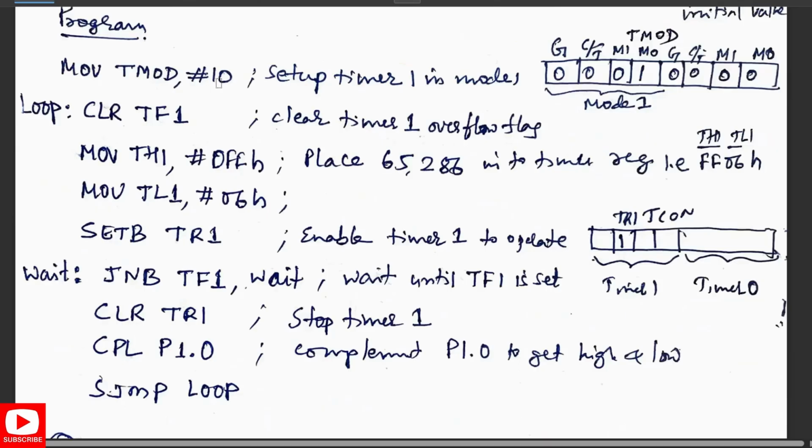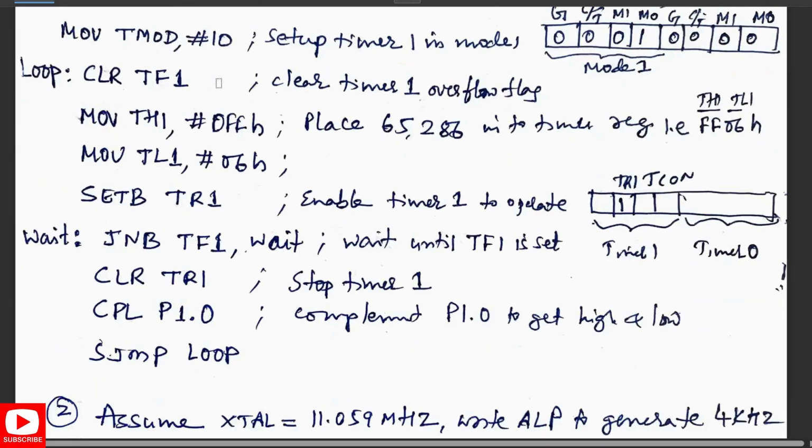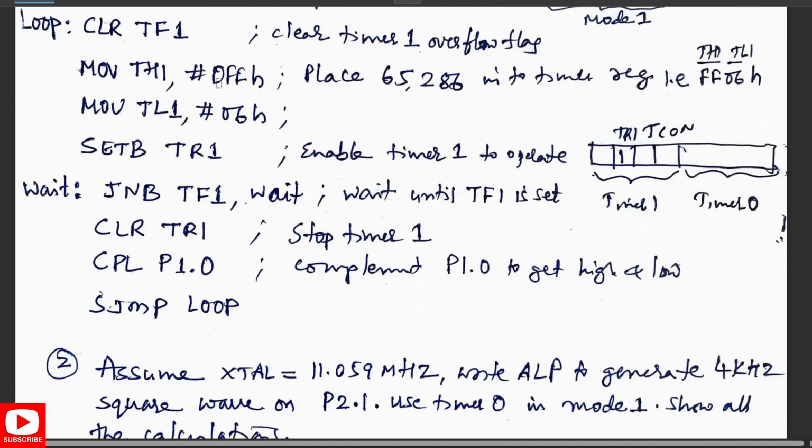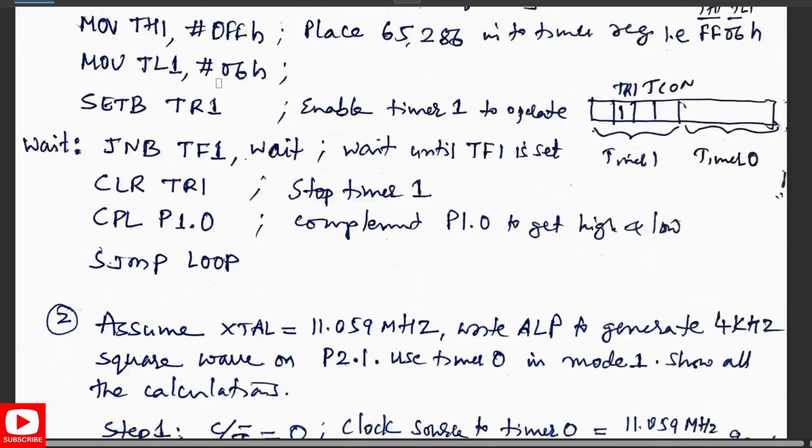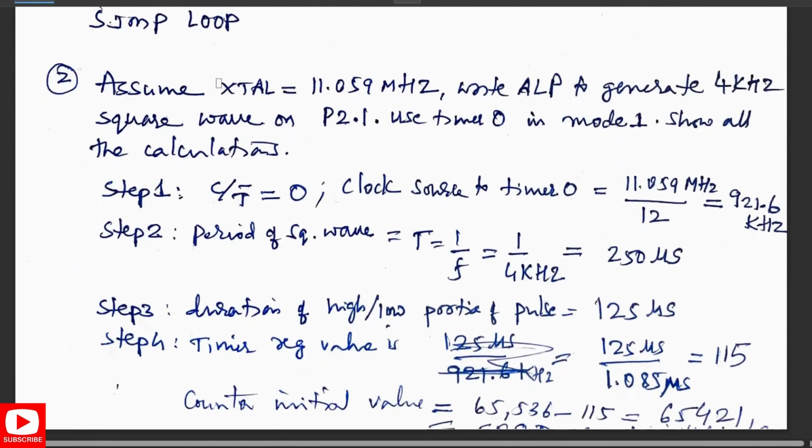Next loop is wait. Jump if TF1 is not set, then you have to wait. Then clear TR1, that is, stop the timer. Complement the port 1.0 pin to get high or low. SJMP, that is a short jump back to the loop. So next is another problem with similar values. Go through this.